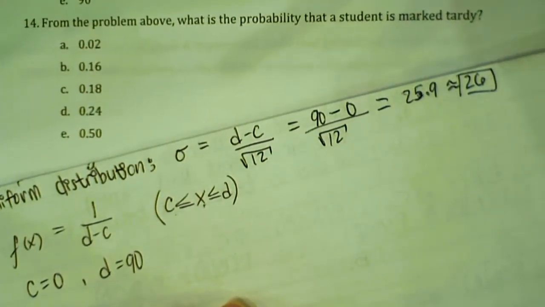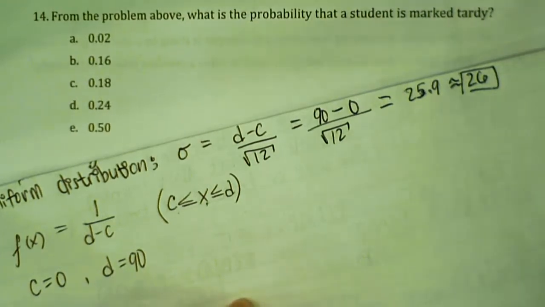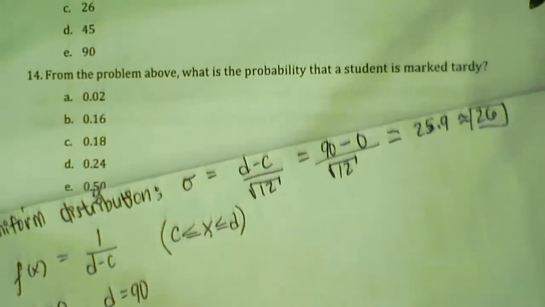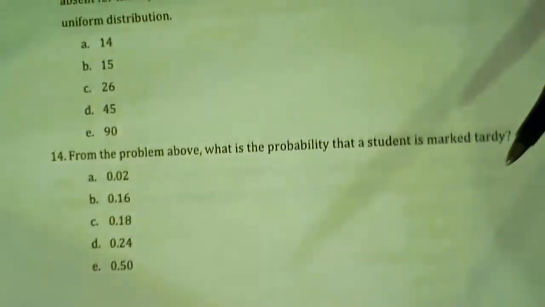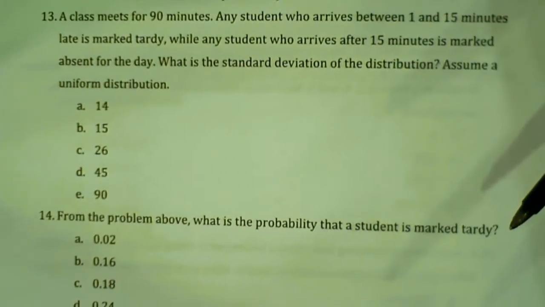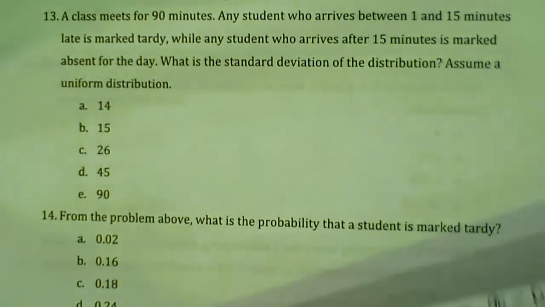So then number 14 goes along with the previous question. And it says, from the problem above, what is the probability that a student is marked tardy? So now, if you look back, it says tardy. So in order to be marked tardy, you have to be between 1 and 15. 1 and 15, very good.